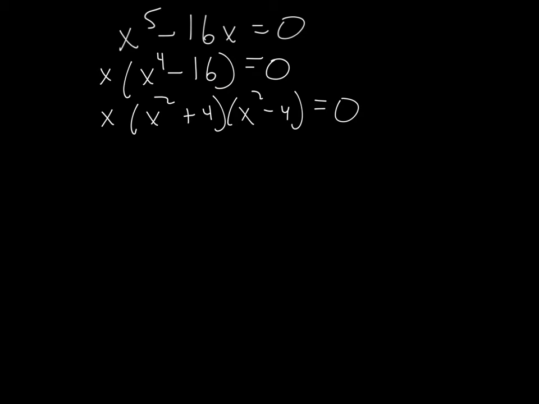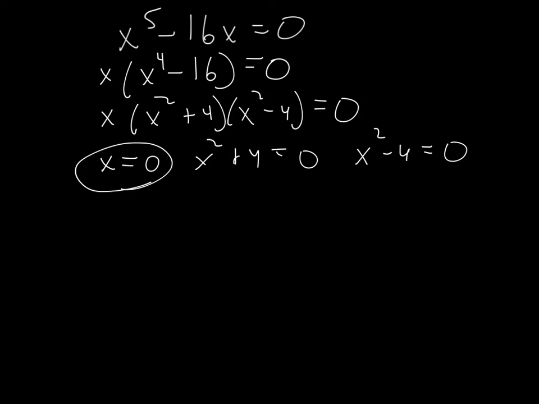So far so good. Notice what happened. I have something times something times something equals 0. That means that x equals 0, x squared plus 4 equals 0, and x squared minus 4 equals 0. So there's one answer right there, just x equals 0. You could even just look at the common sense that one of the answers must be 0 to this problem, because if I took this 0, put it in here, I'd get 0 to the 5th, which is 0, minus 16 times 0, which is 0. So 0 minus 0, 0. Yep, 0 is an answer.